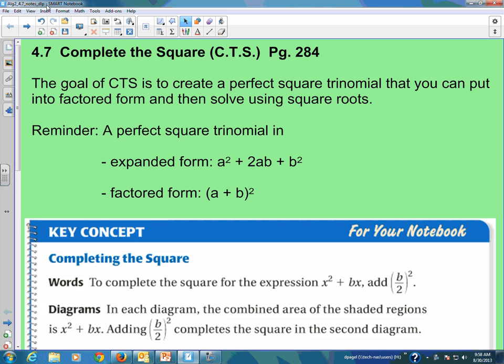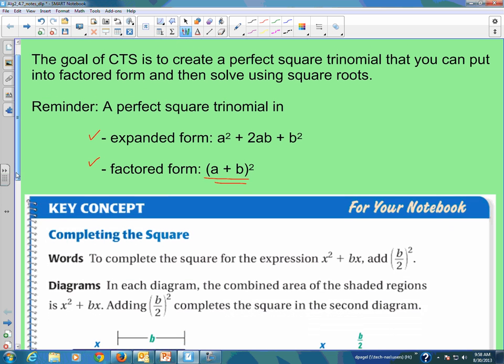solve for our variables. The goal of completing the square is we want to take a trinomial that is not in perfect square trinomial form. We want to manipulate it to get it into perfect square trinomial form and then be able to rewrite it into a binomial squared or a factor form. So these are our two goals here. Take something and put it into the expanded form, which then we can put into the factor form, and then use the square root property. So that's hopefully what we're going to be able to do by the time we're done with this.